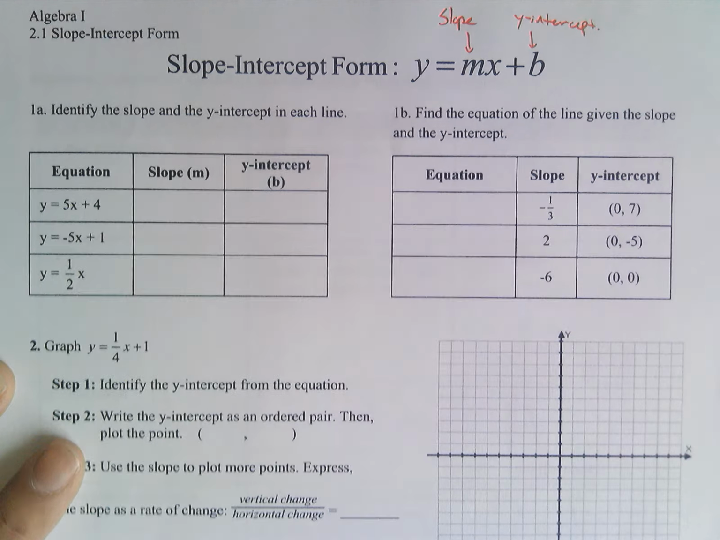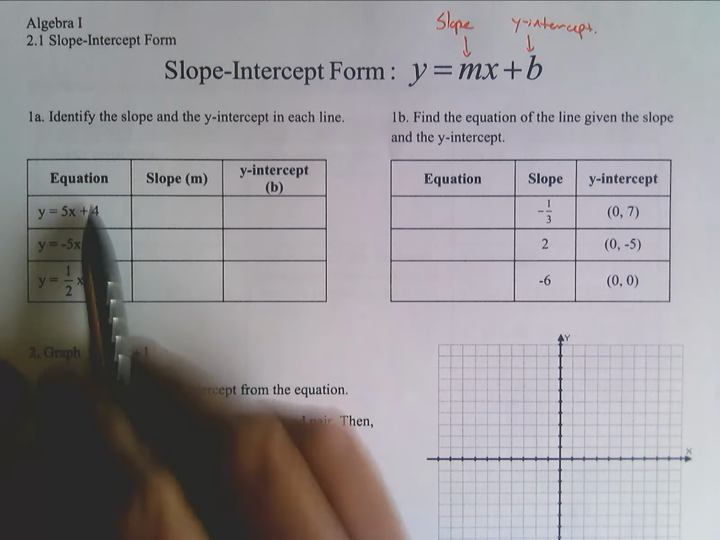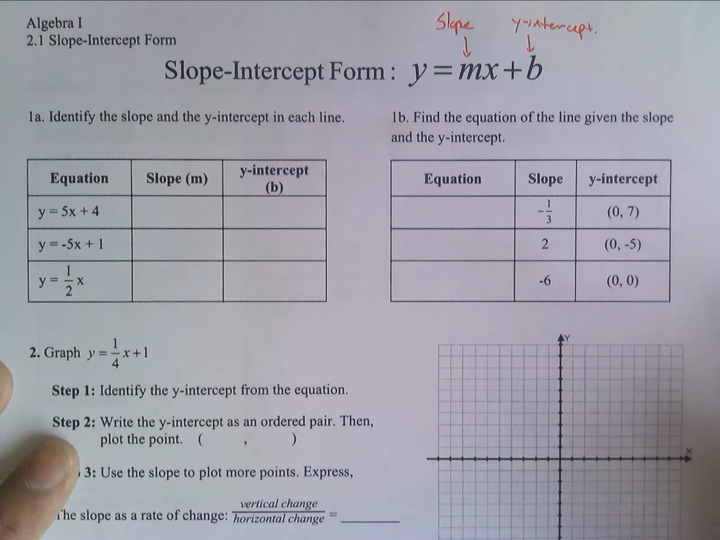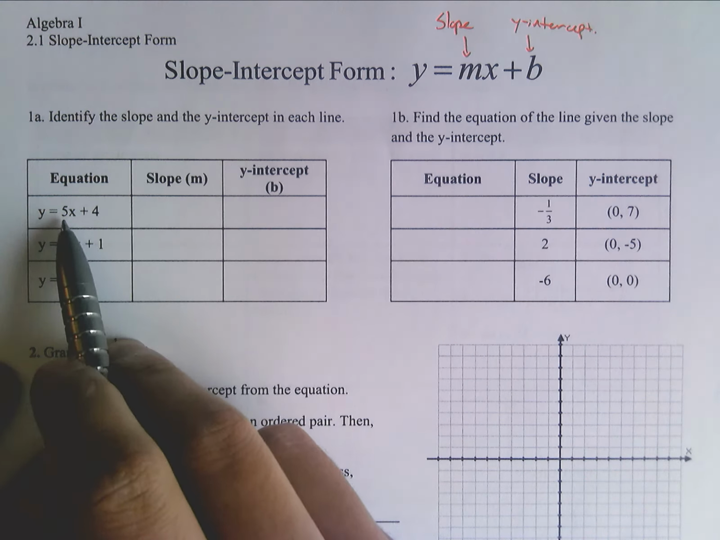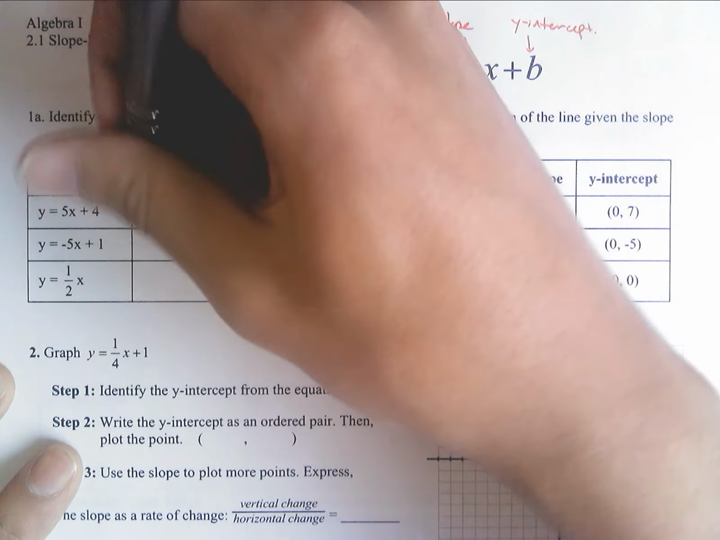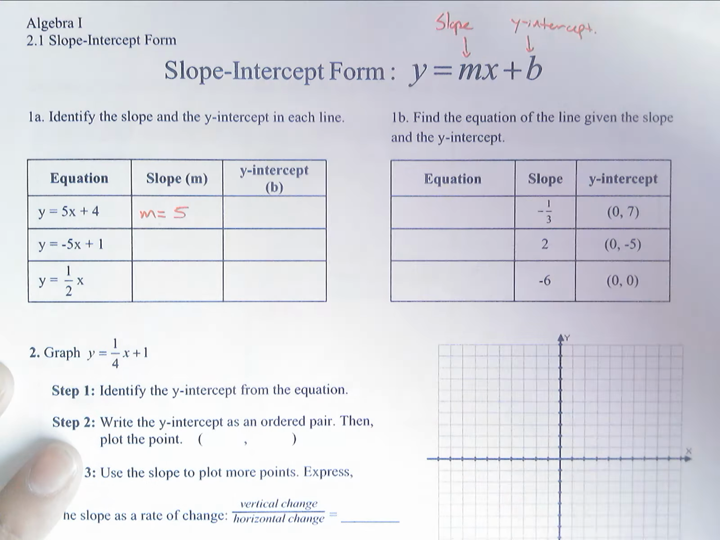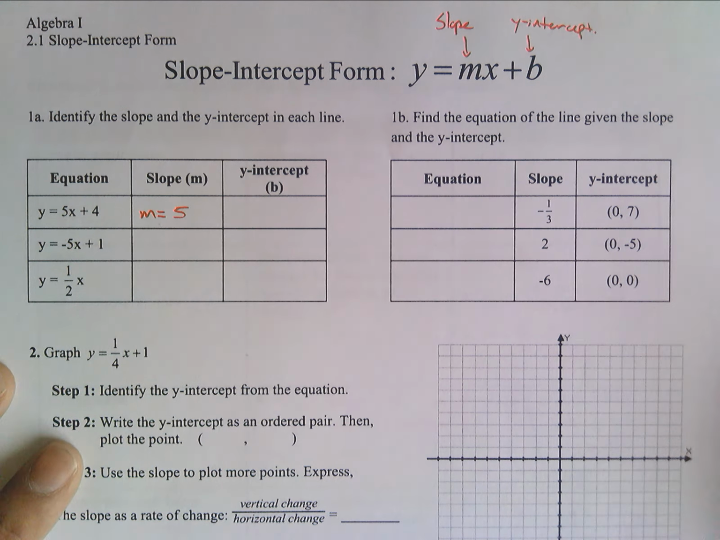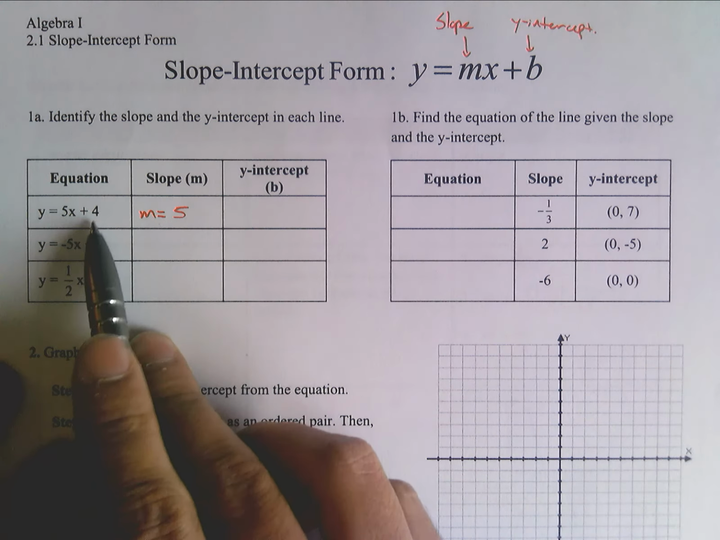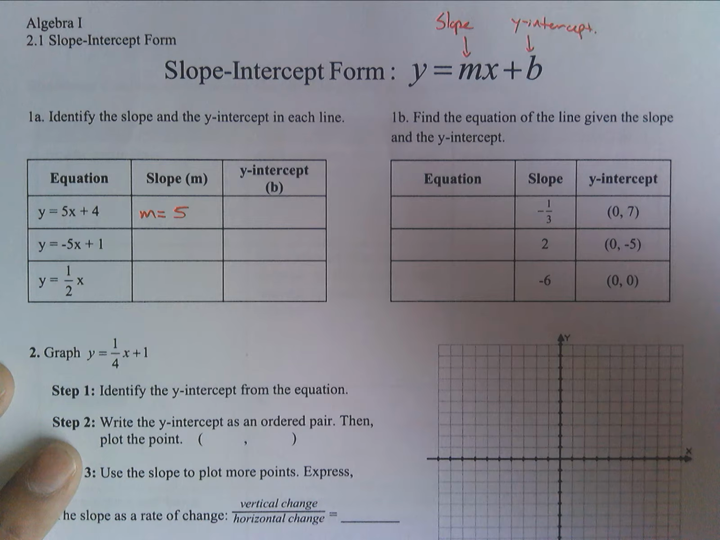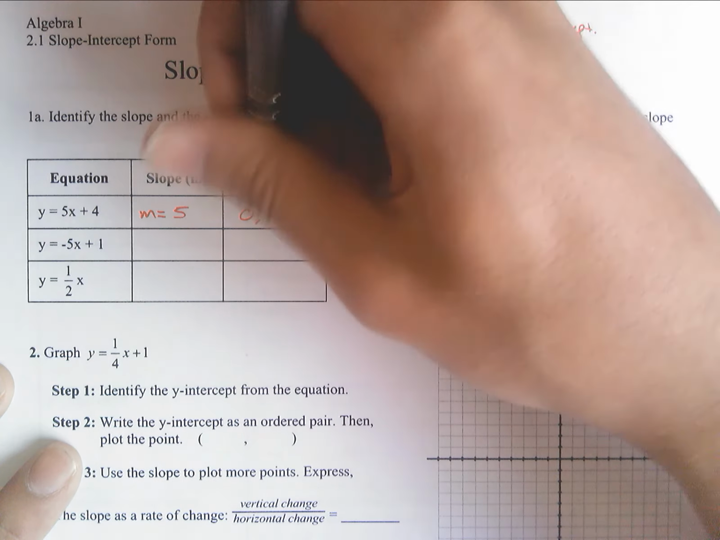Okay? Let's take a look at each of these linear equations and determine which is the slope and which is the y-intercept. So this first one, we have y equals 5x plus 4. Our slope is that number in front of x. That's our slope, m, 5. So notice that it's just 5. It's not 5x, just 5. Our y-intercept is that number tacked on at the end. So here we have plus 4. That's our y-intercept. As an ordered pair, we have (0, 4).